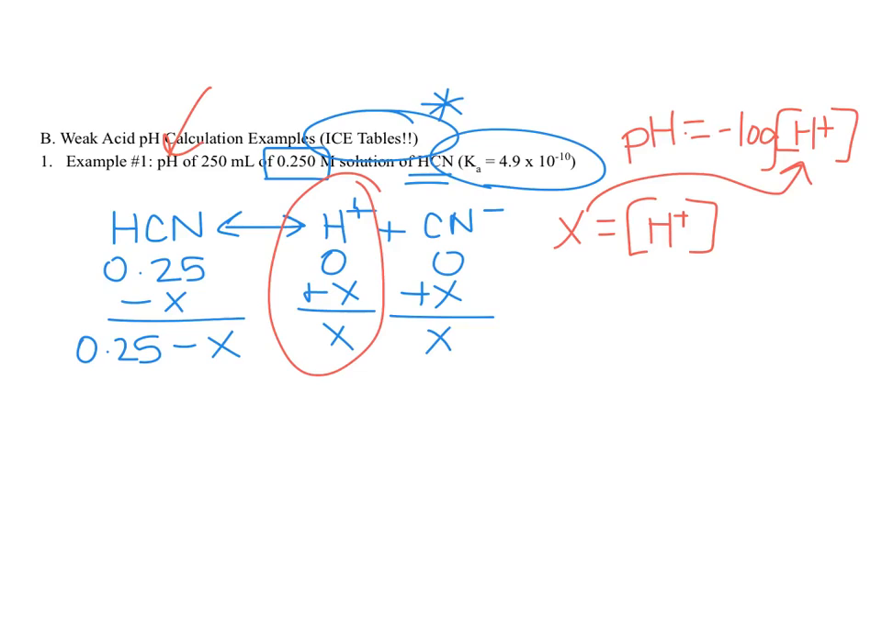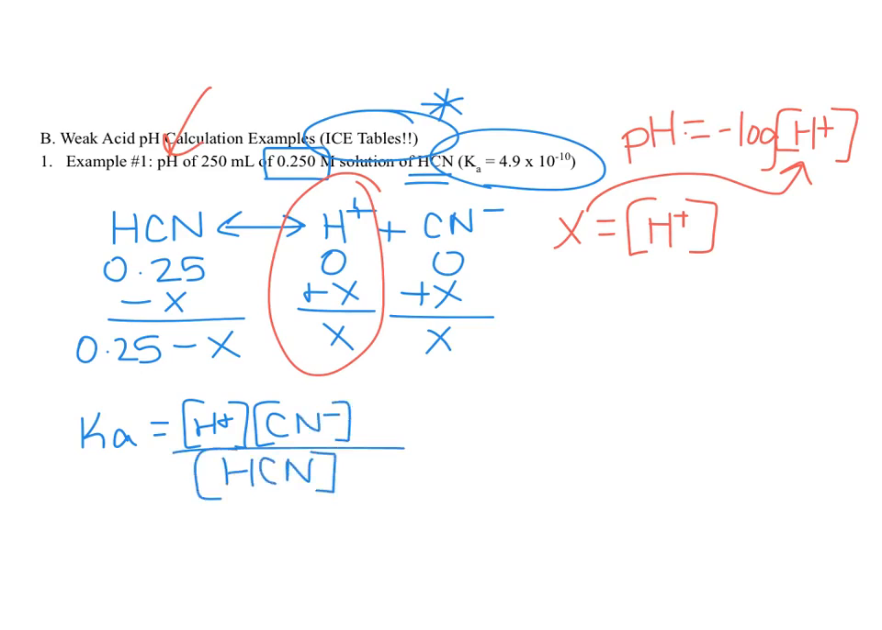Okay, so my Ka expression is going to be my hydrogen plus my cyanide, that's what CN minus is, over HCN here. My Ka value is given to me, it's 4.9 times 10 to the negative 10, and I'm going to have X times X on the top, so that's going to be X squared.